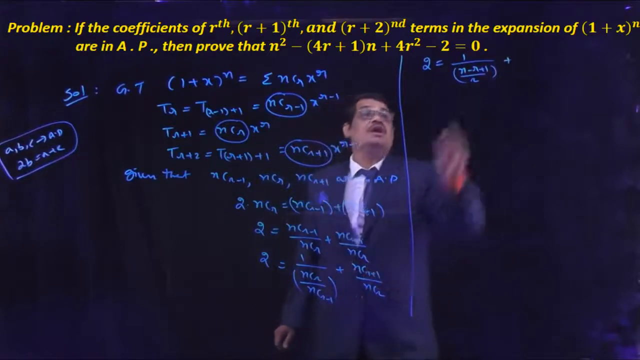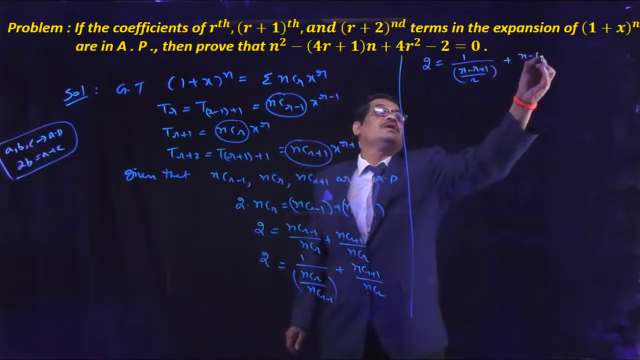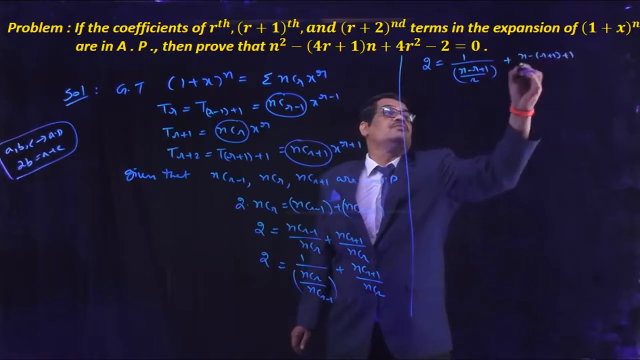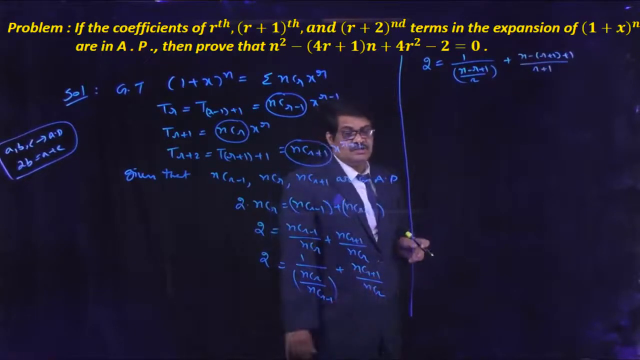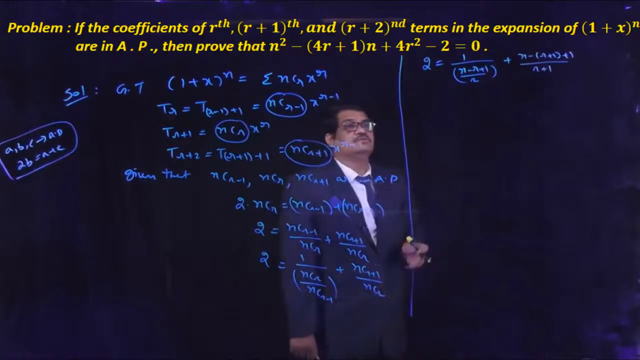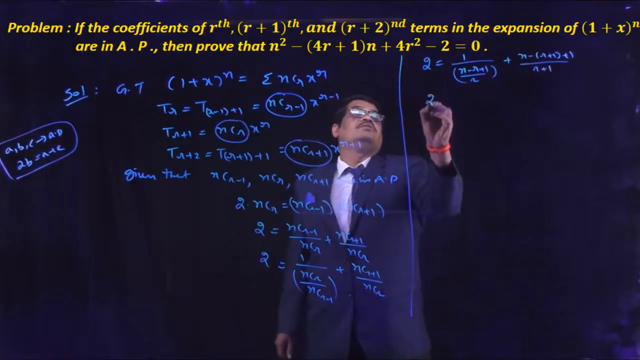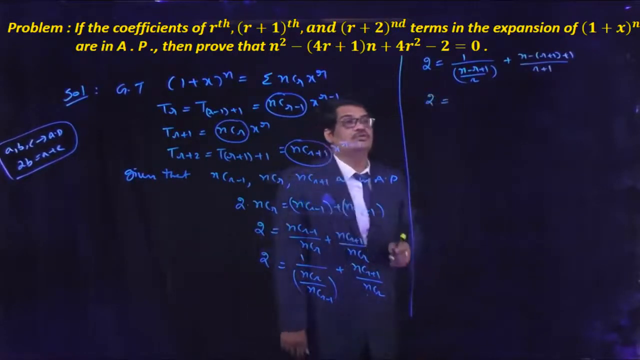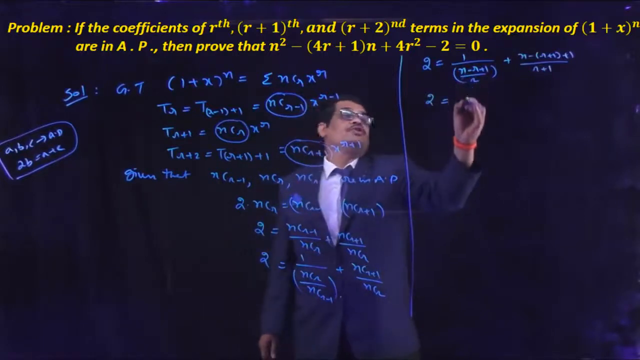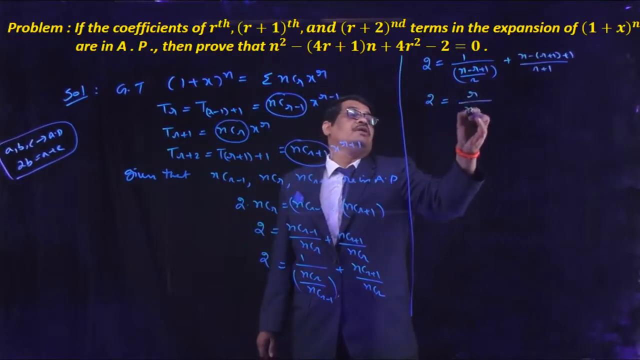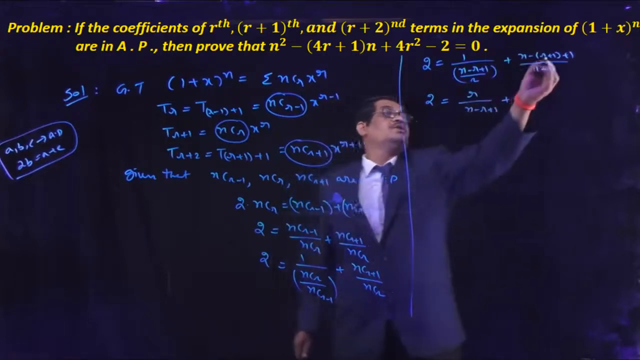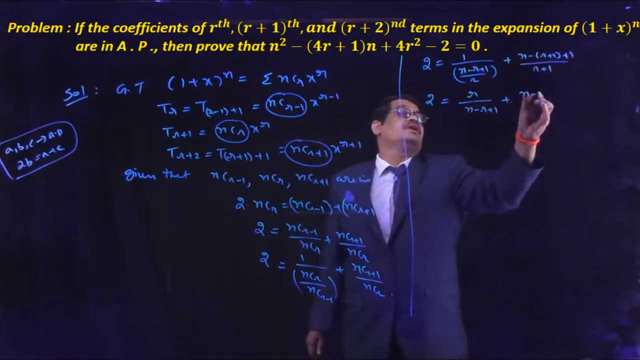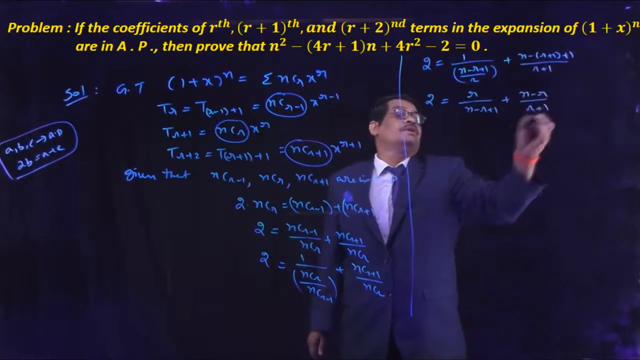Here r is r plus 1. That is (n minus r plus 1 plus 1) by r plus 1. In the second term, r is written as r plus 1. Now that is 2 equals, here r is moving to the numerator, that is r by (n minus r plus 1), plus here minus 1 and plus 1 is cancelled. We are getting (n minus r) by (r plus 1).